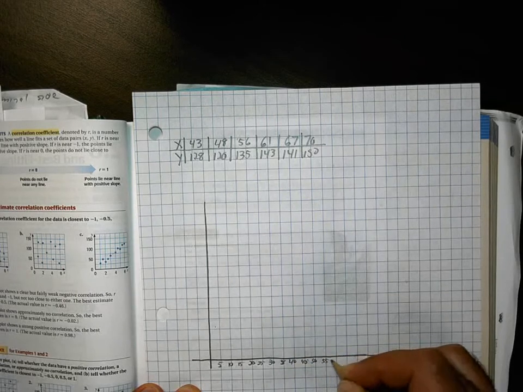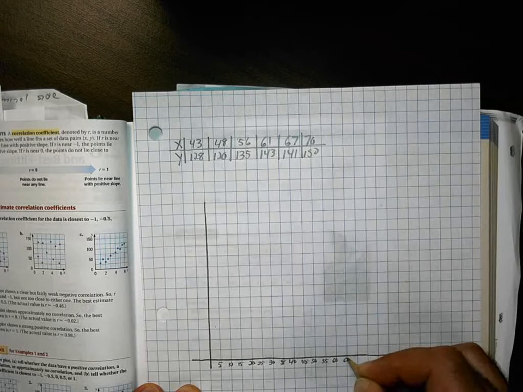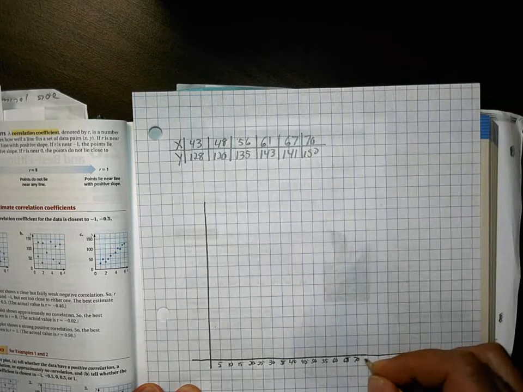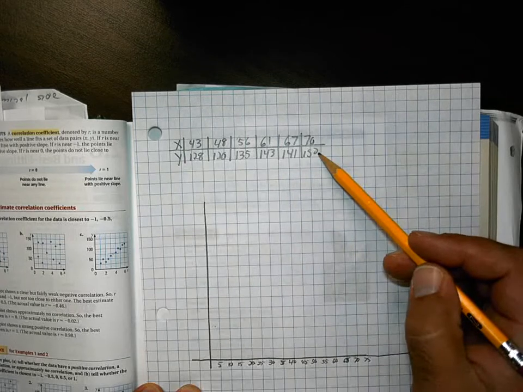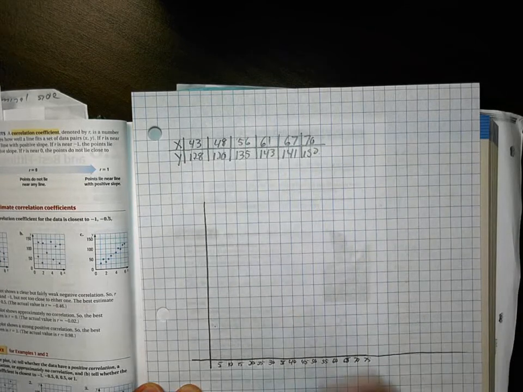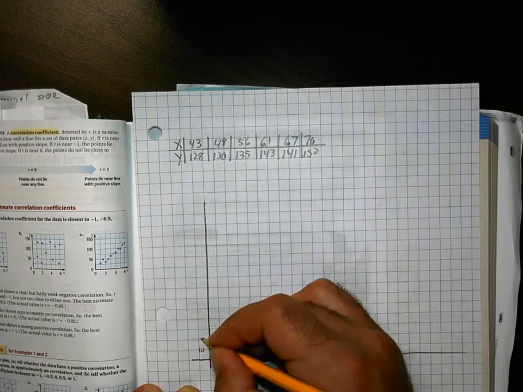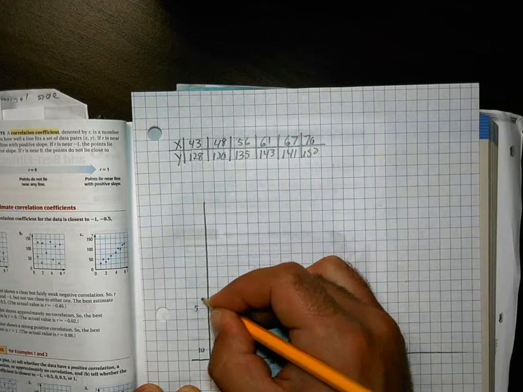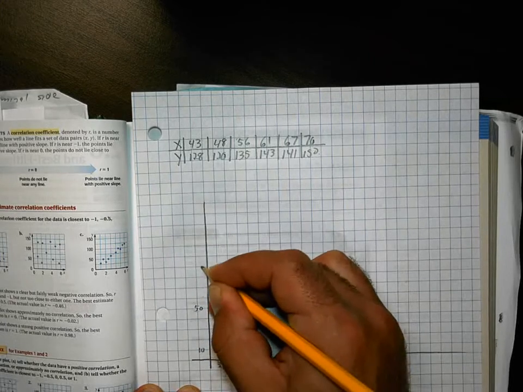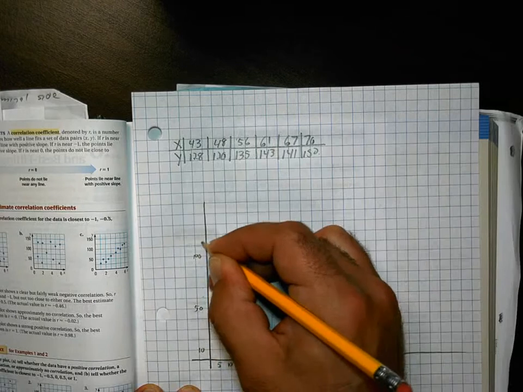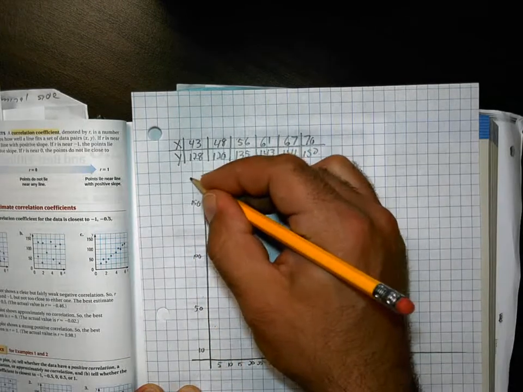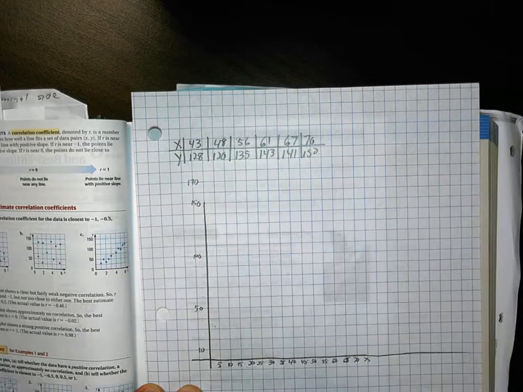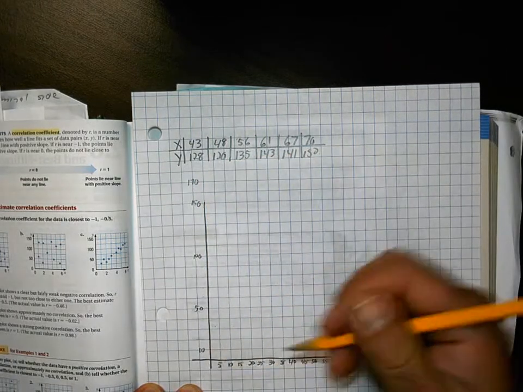50. And my y-axis goes all the way up to 150, so maybe I've got to go by 10s there. 10, 50, 90, 100, 150, and 70 or so. Okay, so let's plot those points.